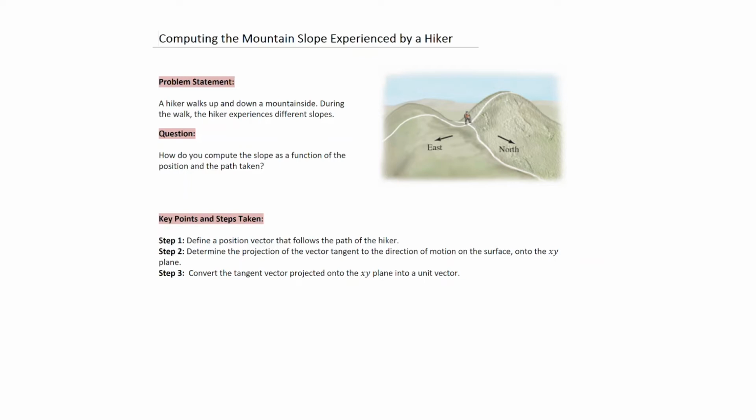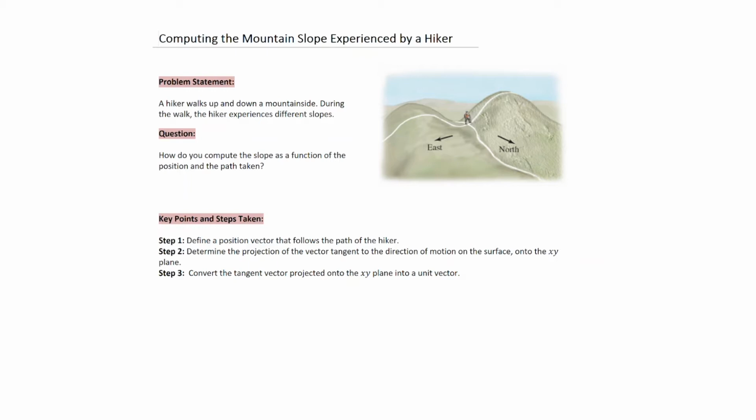From the point of view of motivation, let's look at a particular example of where the calculation of slopes might be of interest. That would be, for instance, to compute the slope that a mountain hiker sees going up or down or sideways on a mountain. So that's the problem statement. What we'd like to do is determine what the slopes are as the hiker moves up and down the mountainside. So the question is, how do you compute the slope as a function of position? In other words, where you are and the path that you're taking.